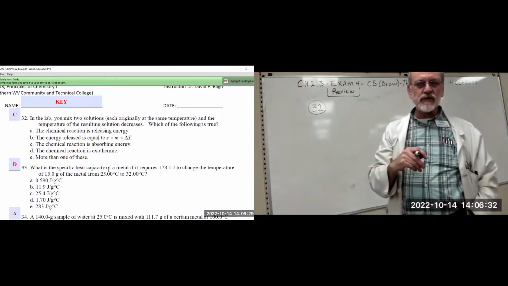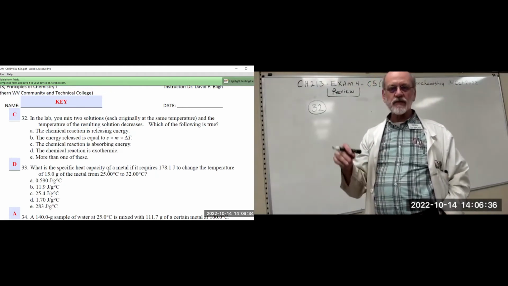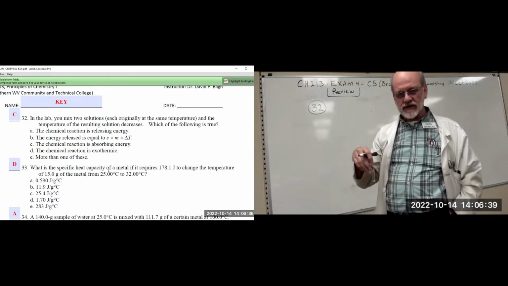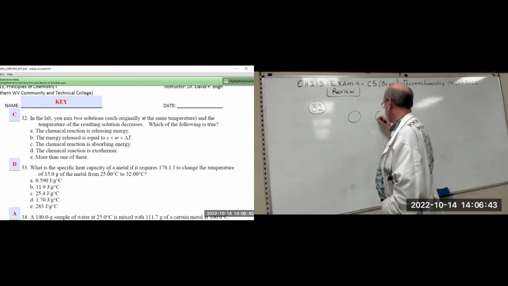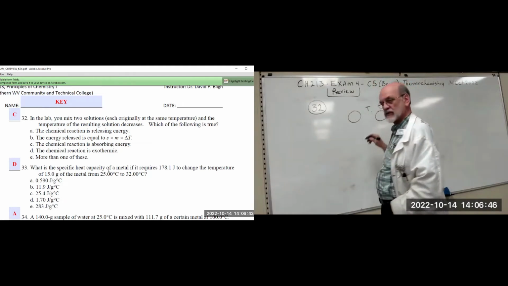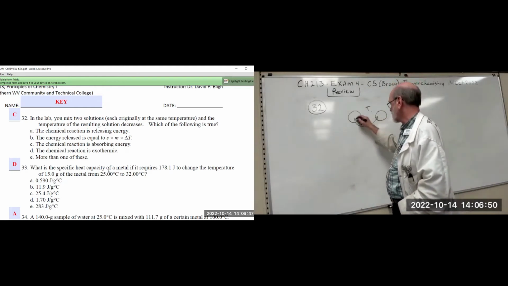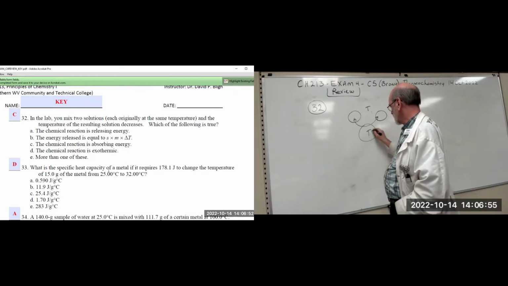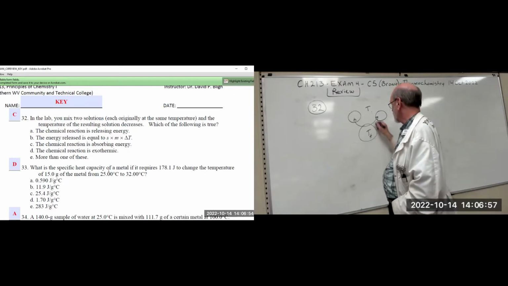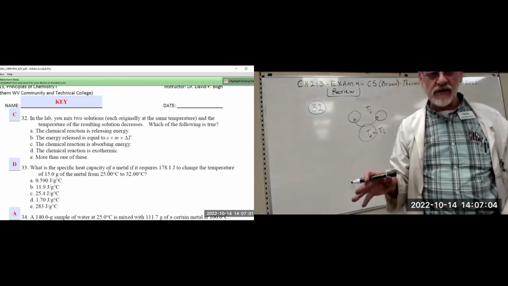In the lab, you mix two solutions, each originally at the same temperature. And the temperature of the resulting solution decreases. Which of the following is true? So you have this one and this one, both at the same temperature. Then when you mix them together, the final resulting temperature is less than the temperature that you started at. Okay, now we can ask our questions.